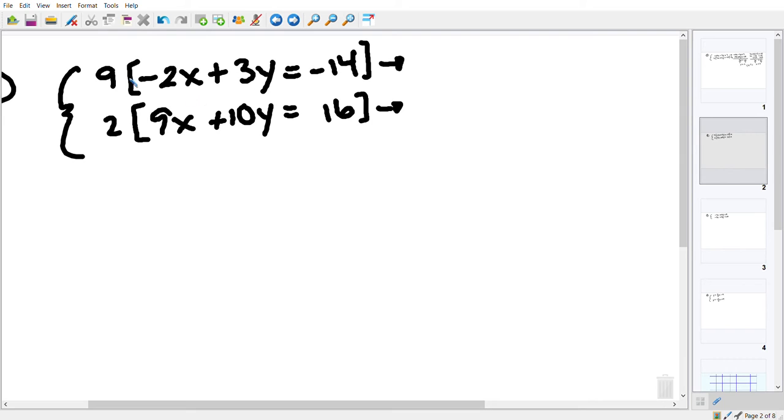So if we multiply correctly, 9 multiplied by negative 2x is negative 18x. Again, you should have this skill already. 9 times 3y is a positive 27y.